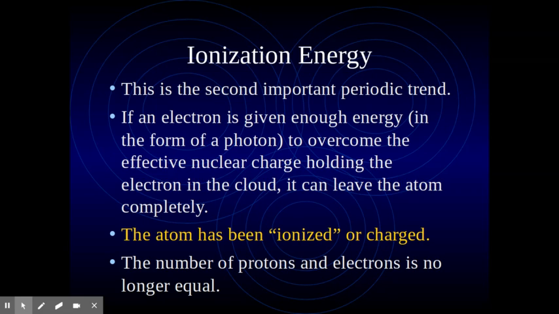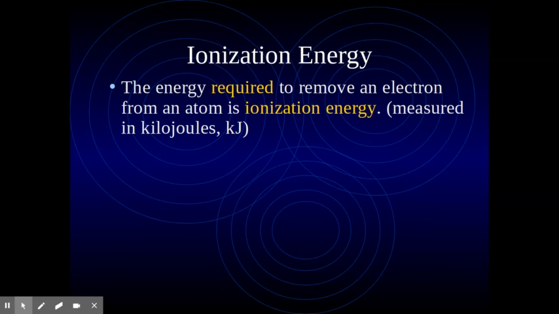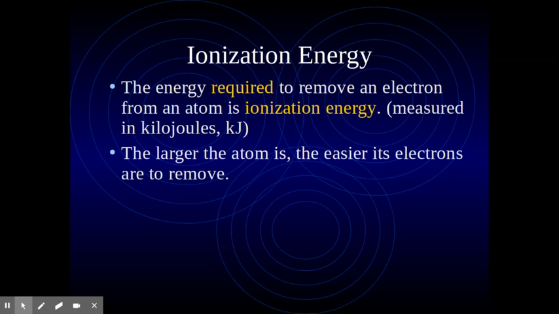So the number of protons and electrons is no longer equal anymore, right? So if you remove an electron, now you have more protons than you do electrons. Now you've got a charged ion. So the energy required to remove an electron, that is the ionization energy. We measure it in kilojoules.